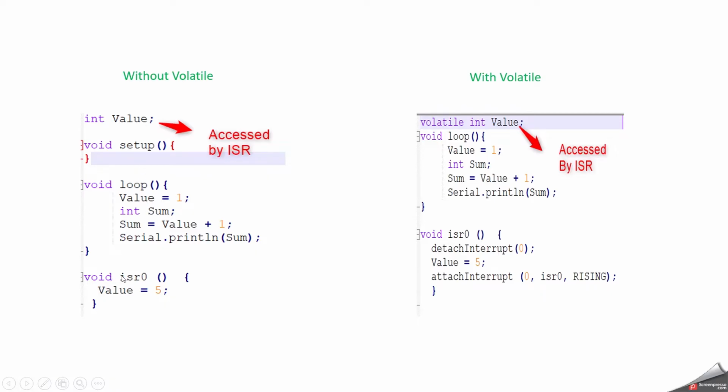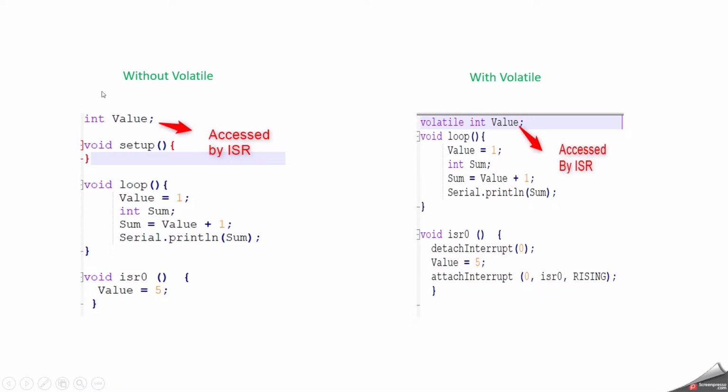And here I have another function called ISR0. The global variable is used inside the loop, meaning I'm giving the value equal to 1, and here 1 plus 1, then the sum will become 2. But you can imagine whenever the loop is getting called, at the same time, if somebody calls ISR0, then the value of this particular variable will become 5. Then the sum will get changed to 6. So this will create a data inconsistency.